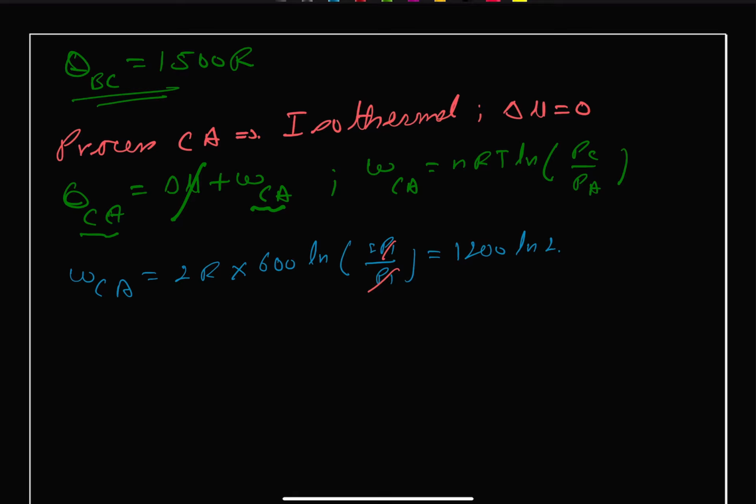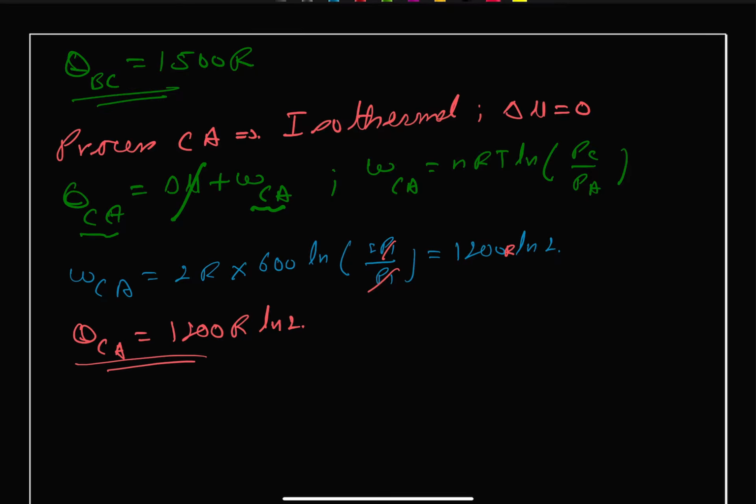Therefore, we get QCA will be equal to 1200 R natural log of 2.